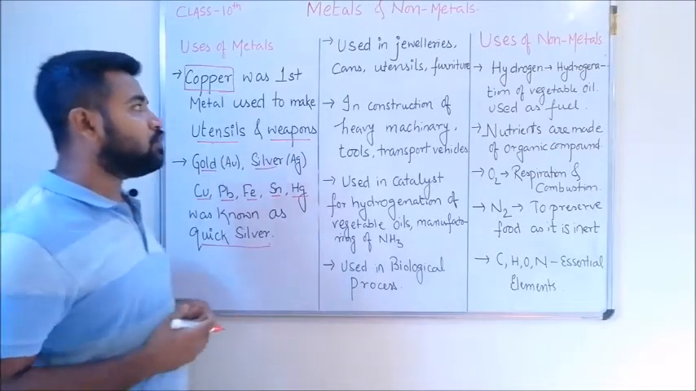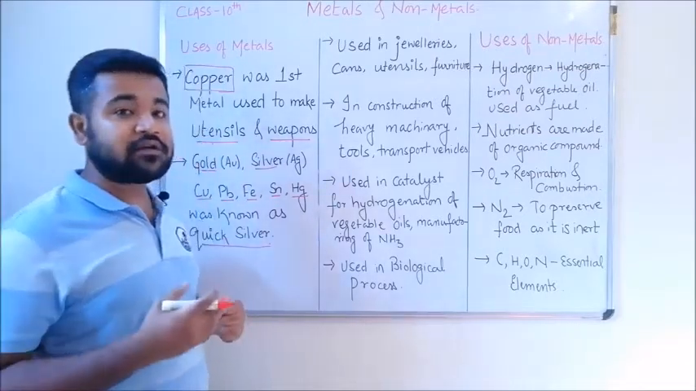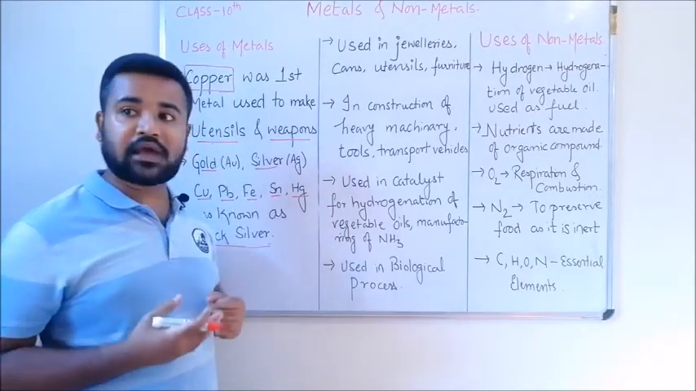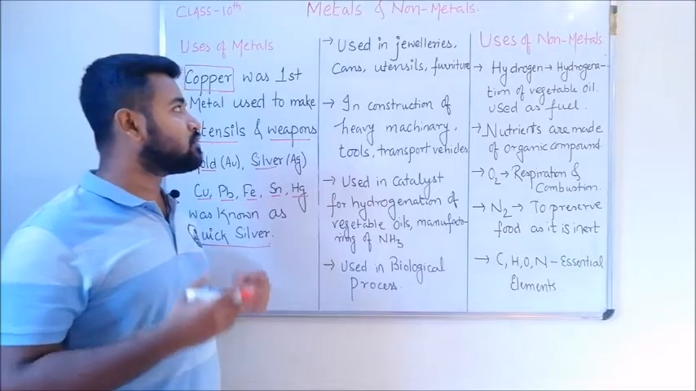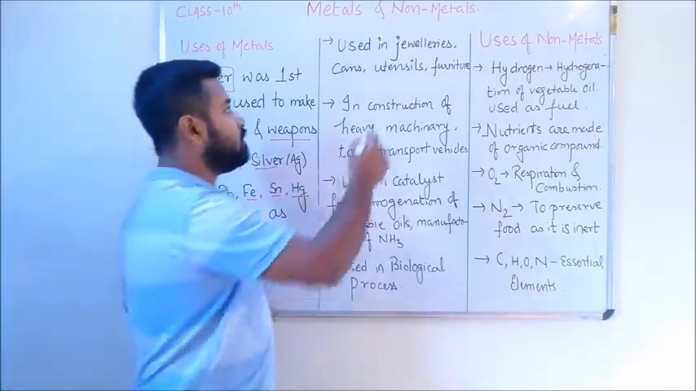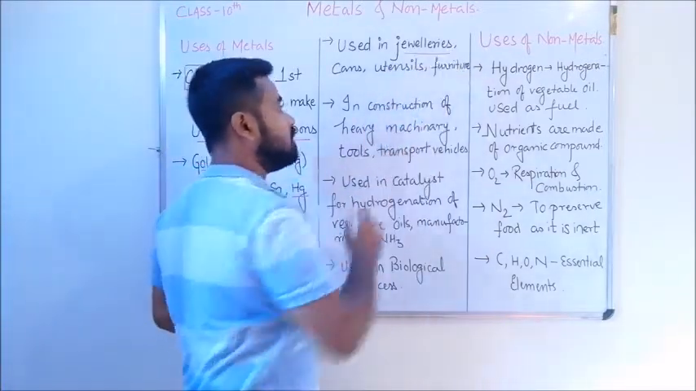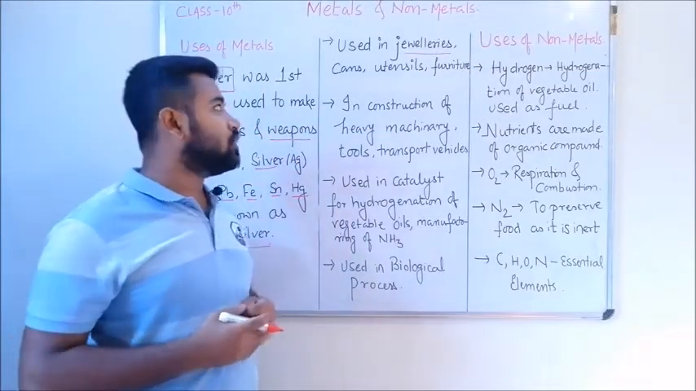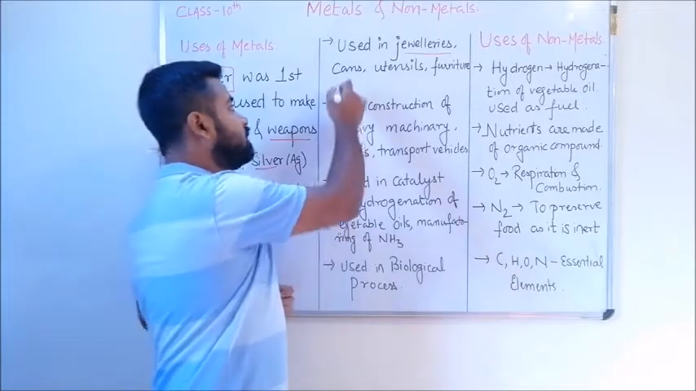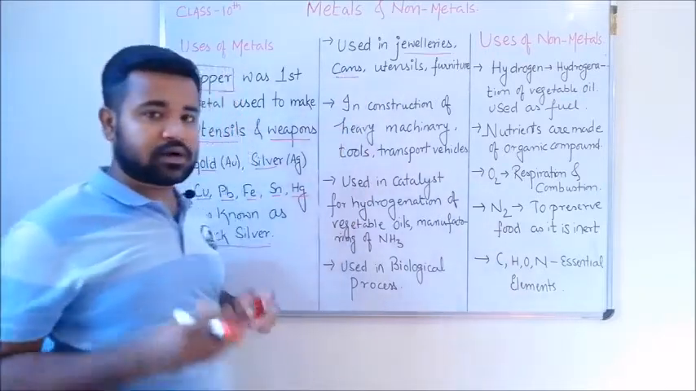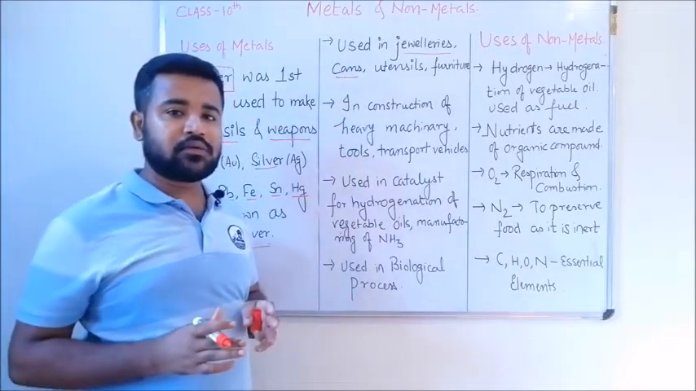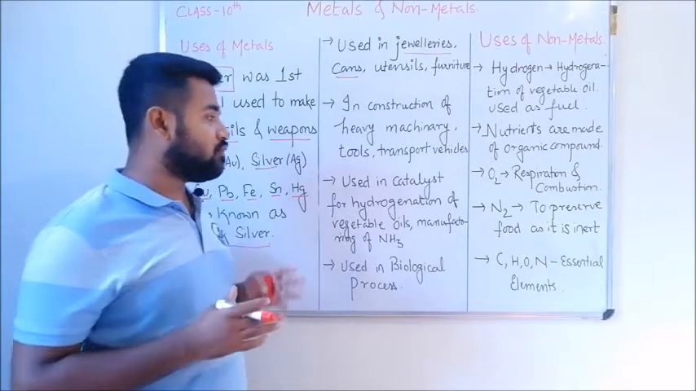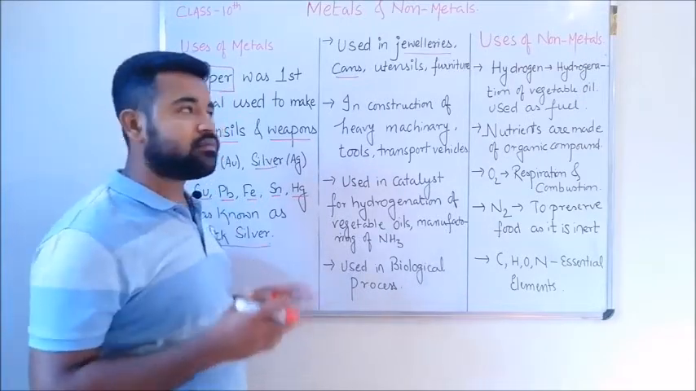Next, these metals are lustrous in property. They have a shiny appearance. That's why they can be used in jewelries. Similarly, they are used in cans. You take cold drinks, soft drinks, in some cans, and those cans are made up of these metals.